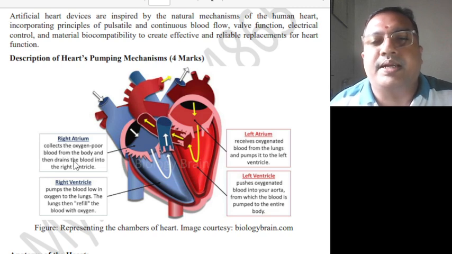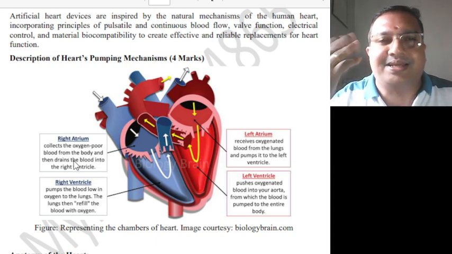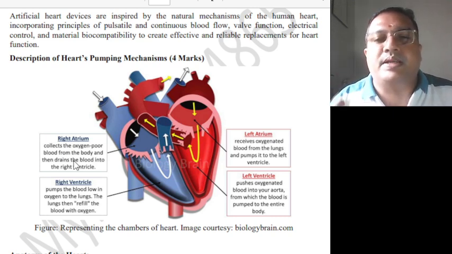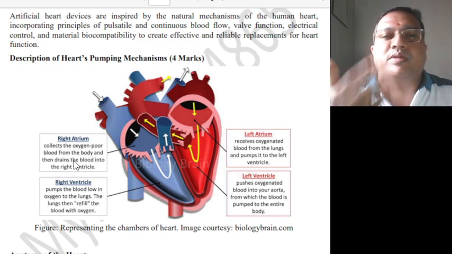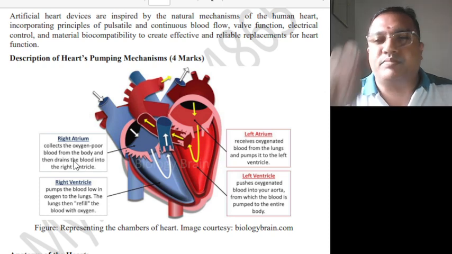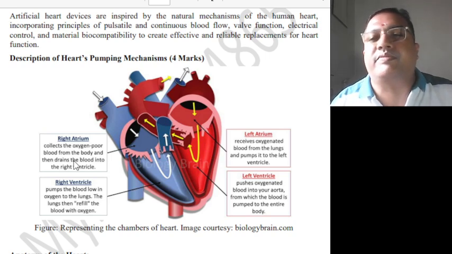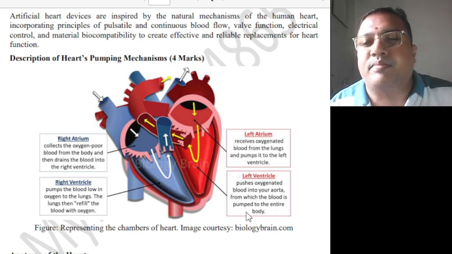The right side collects the used blood. Used blood means blood from which the oxygen has been taken out. That blood is taken to the right atrium, then to the right ventricle. From there it is pumped to the lungs, where we take oxygen. The lungs' functioning is the next class. The oxygen is added to the blood, and it comes to the left atrium. Then the left atrium gives it to the left ventricle. The left ventricle pushes it to our circulation system, the entire body.